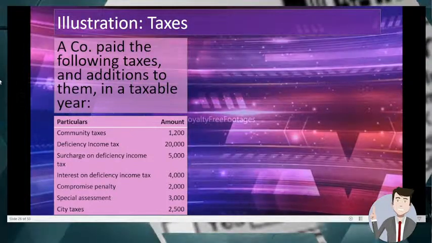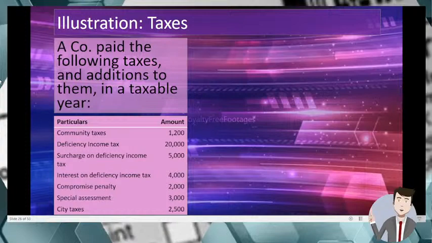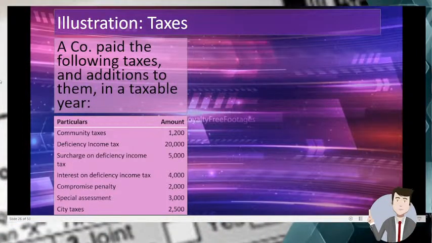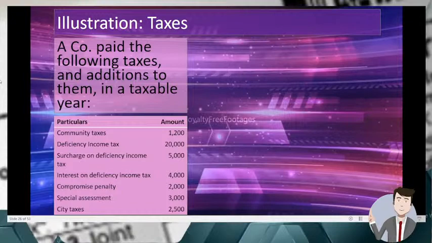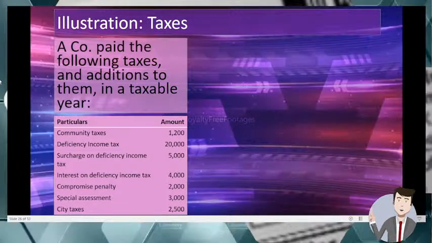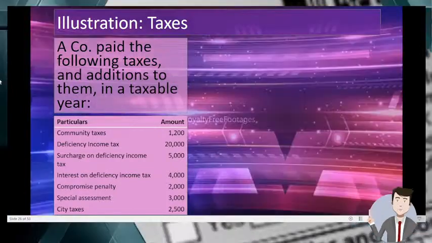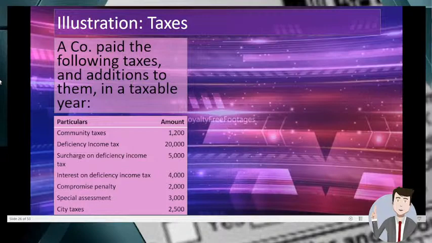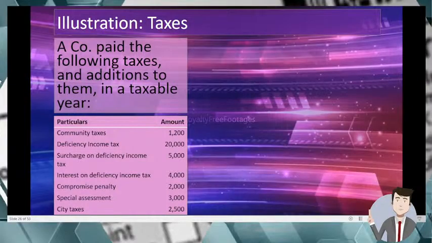Then second, deficiency income tax of 20,000. When we say deficiency income tax, please take note that income tax is just a declaration. So maybe this company, as an example, is subject to what we call a tax audit by the Bureau of Internal Revenue. Upon the conduct of the tax audit, the tax assessors of the BIR identify a deficiency of income tax on a previous filing. Okay? So obviously, it will be collected from the taxpayer.